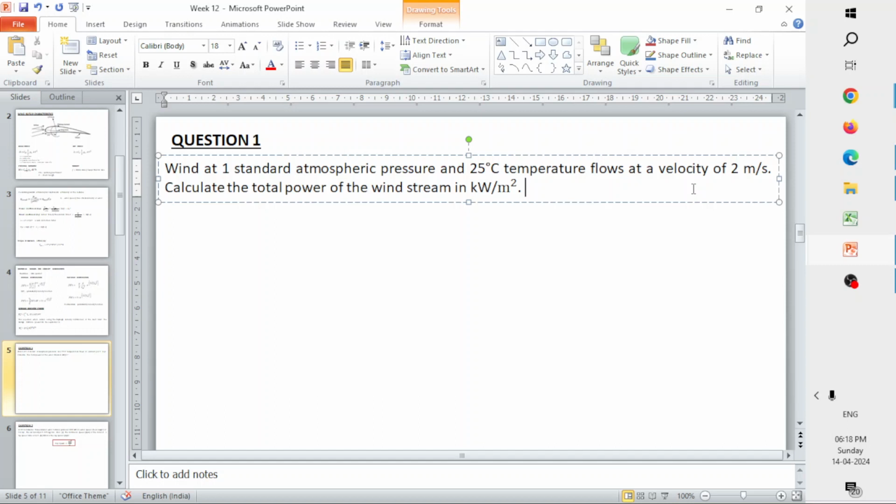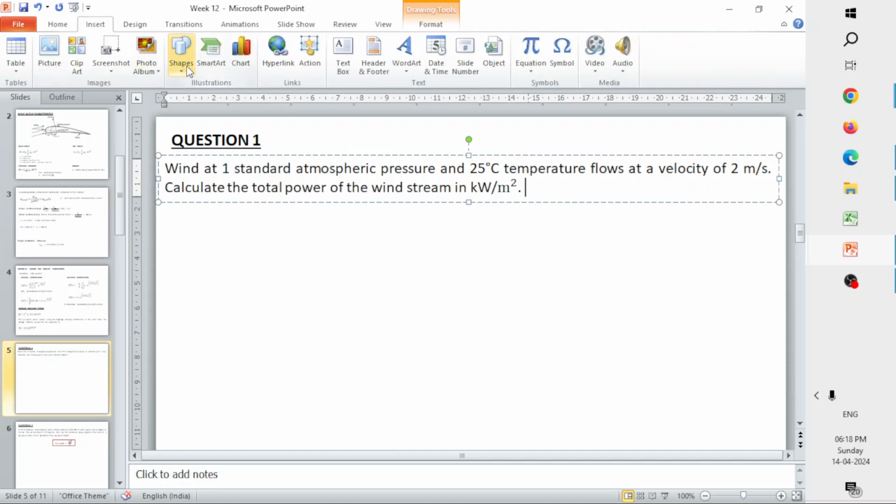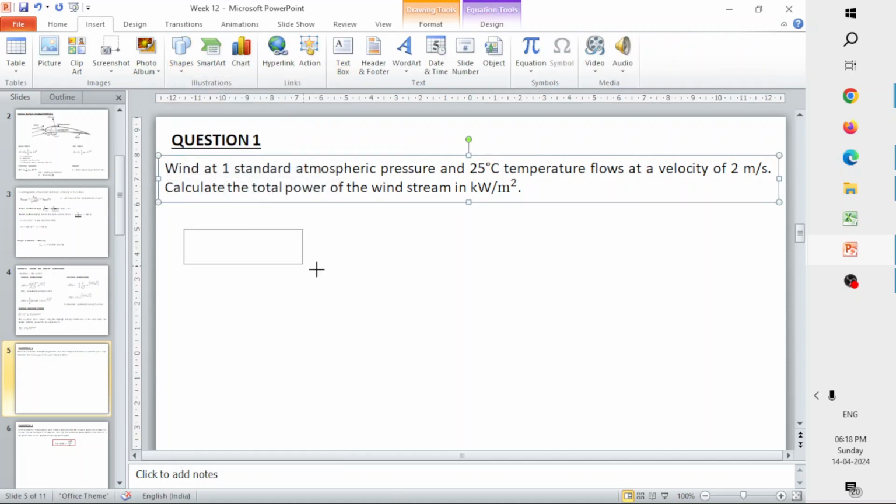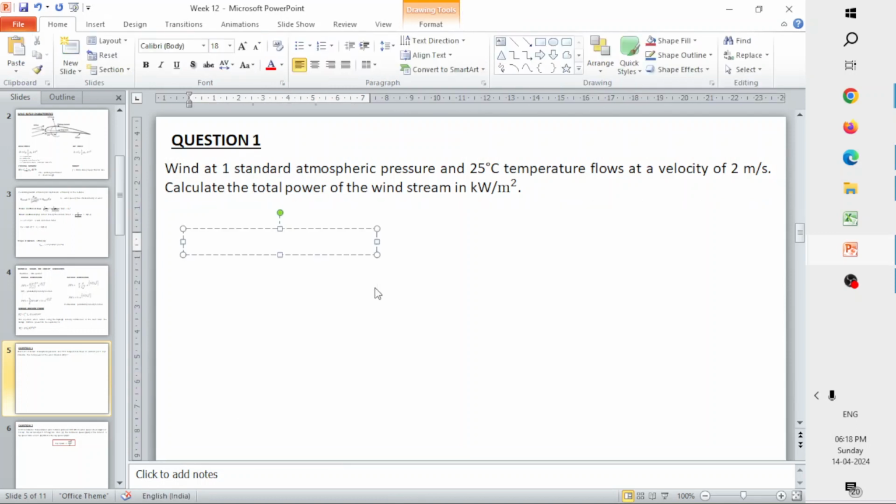Yes, how much? 5.172 kilowatt per meter square. Oh, and what did you get the value of density as? Okay, so you actually took the value and then did. Okay, but there is also a way to actually calculate the density.